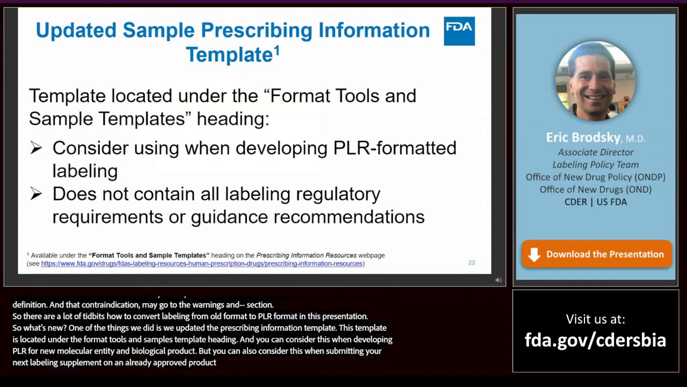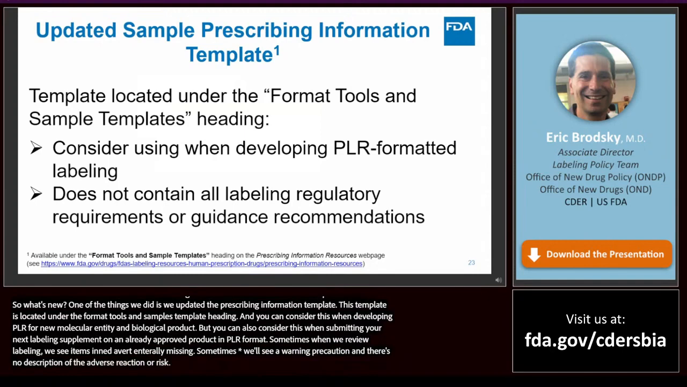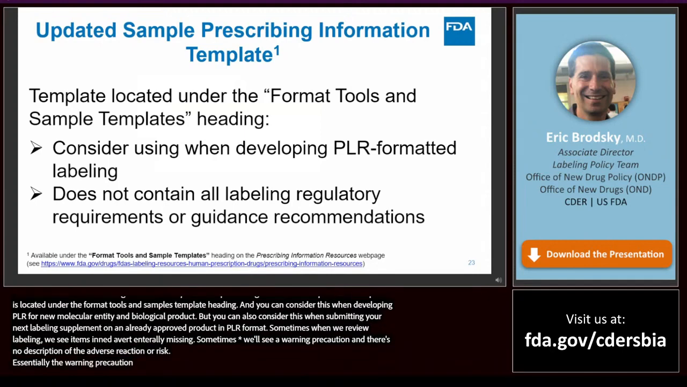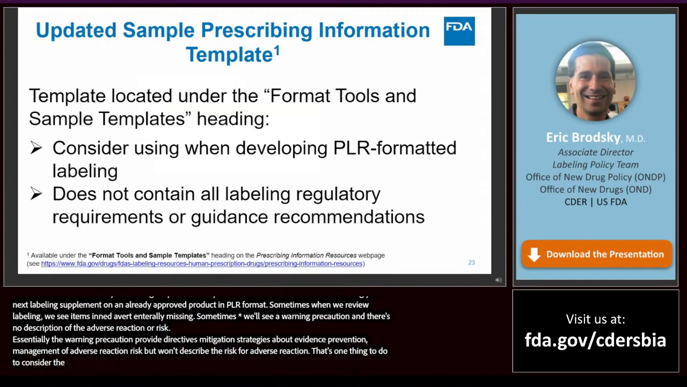Well, sometimes when we review labeling, we see items that are missing, or inadvertently missing. For example, sometimes we'll see a warning precaution and there's no description of the clinically significant adverse reaction or risk. Essentially, the warning precaution will provide directives, risk mitigation strategies about prevention, management of the clinically significant adverse reaction or risk, but it won't describe the risk or adverse reaction. So that's one thing to do. Consider the template has some of those concepts. I should note it doesn't have everything. It doesn't have all the regulatory requirements or all the guidance recommendations, but it's a decent start for your consideration.